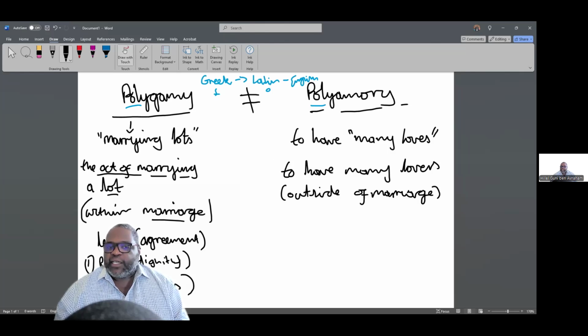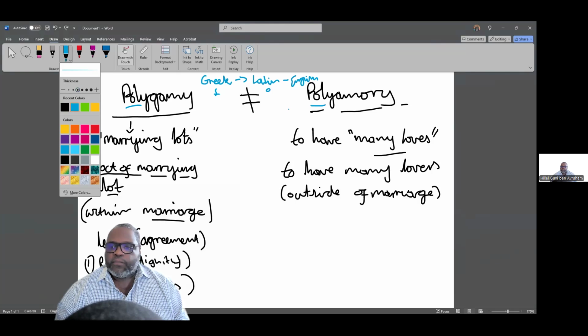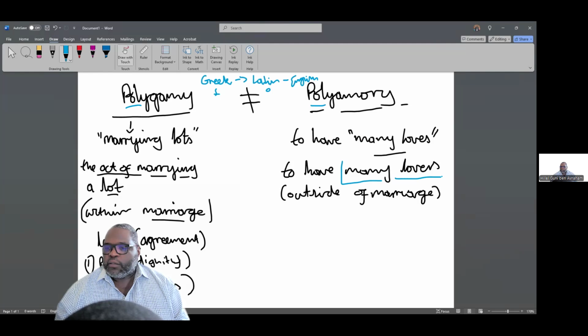Polyamory, on the other side, is to have many loves, literally many loves. To have, more specifically, many lovers.